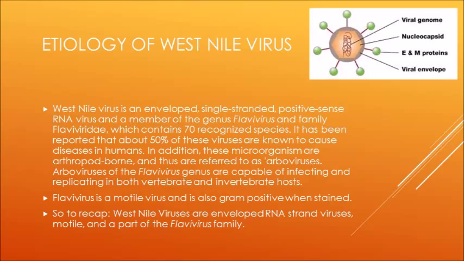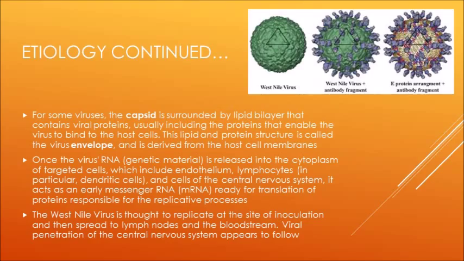In addition, these microorganisms are arthropod-borne and thus are referred to as arboviruses. Arboviruses of the Flavivirus genus are capable of infecting and replicating in both vertebrate and invertebrate hosts. Flavivirus is a motile virus and is also gram-positive when stained. So to recap, West Nile viruses are enveloped RNA-stranded viruses, motile, and part of the Flavivirus family.